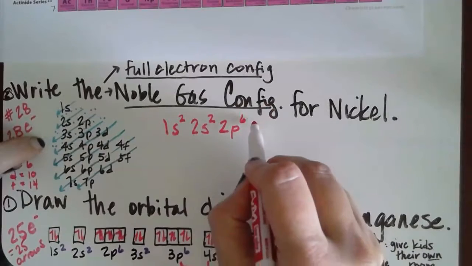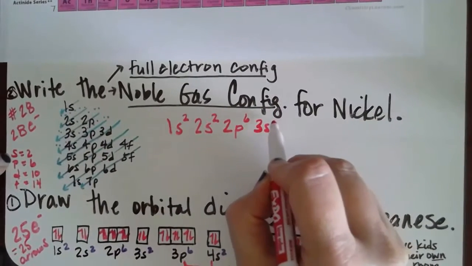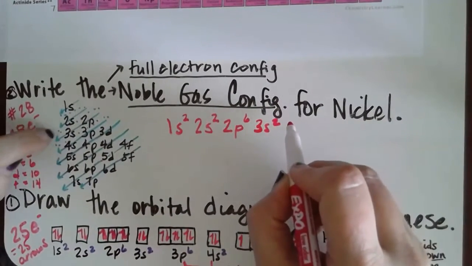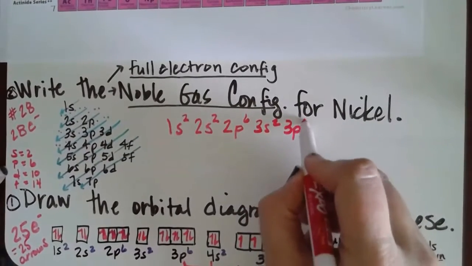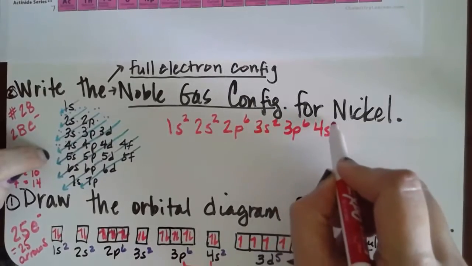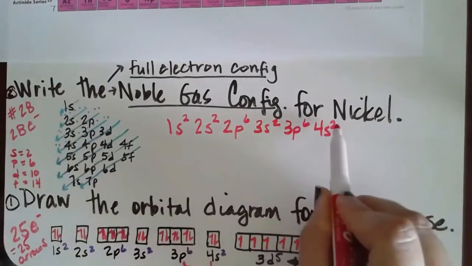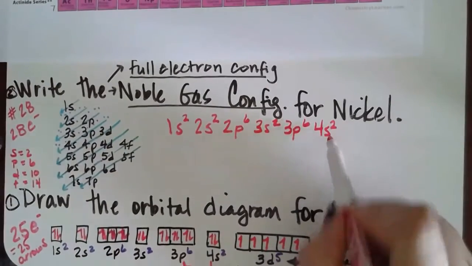After 2p comes 3s. And an S again can hold 2. Then after 3s comes 3p, which can hold 6. And then after 3p comes 4s, and that's 2. Add all those up, that's 20. You're at calcium again. Okay, keep going. You have to go to 28.